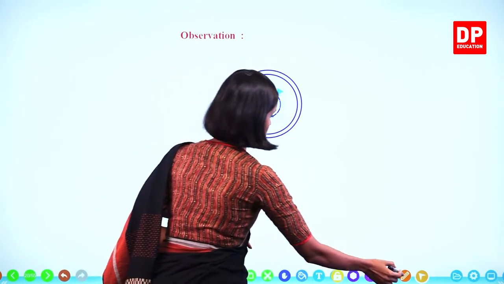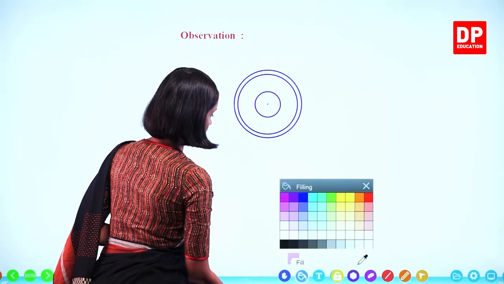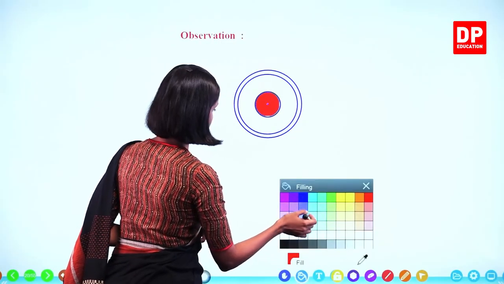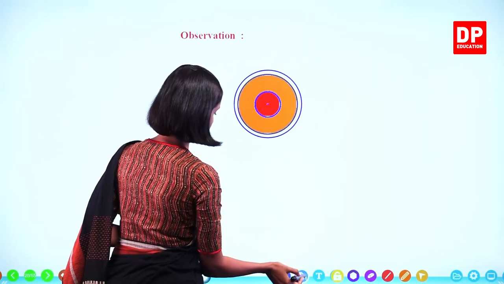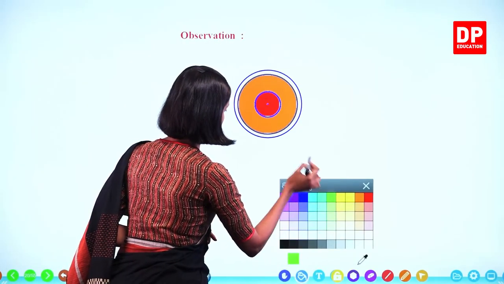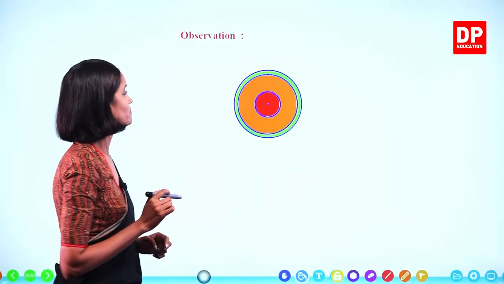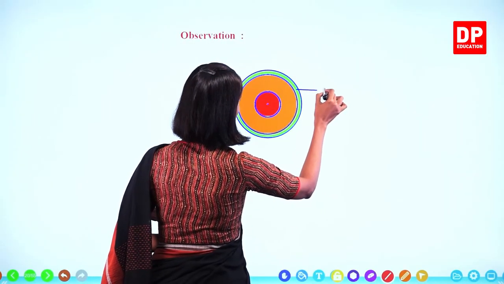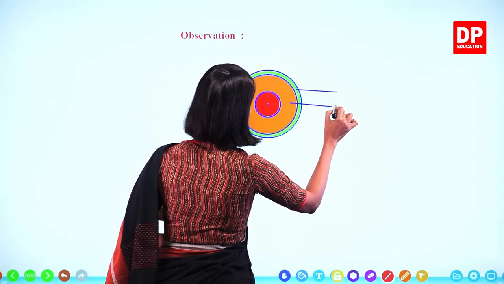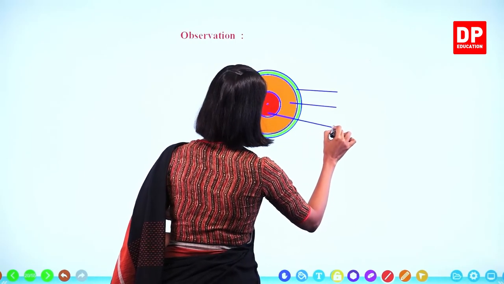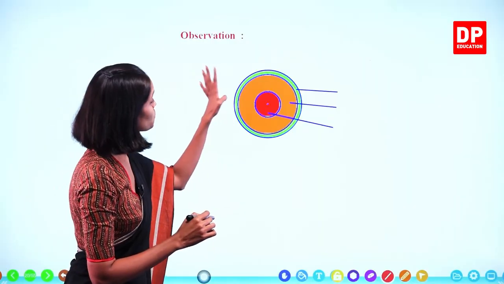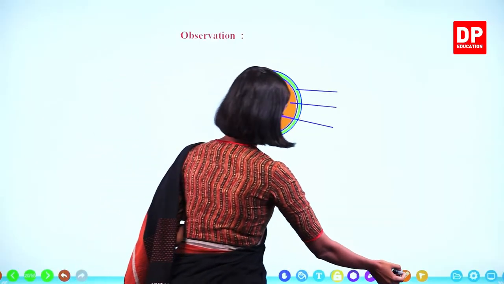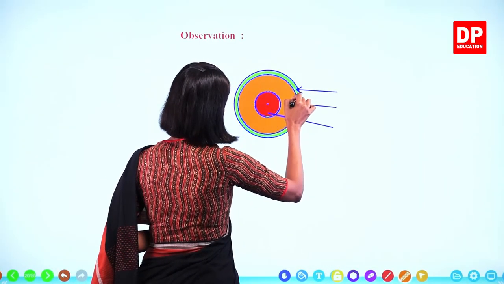This is how we observed it, right? In three different colors. Right. Okay. Let's label this. The outermost thinnest layer is the crust, then mantle, then core. So when you do this one, you can use four colors and make inner core and outer core separately as well. Okay? So you can be creative as you want.